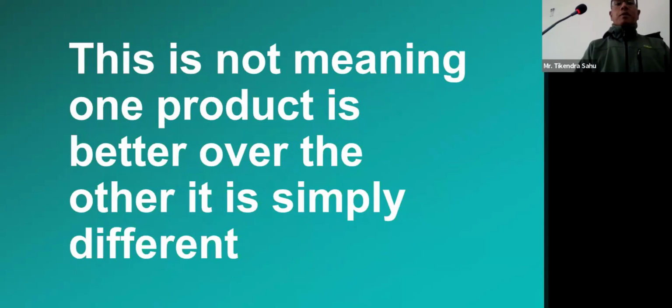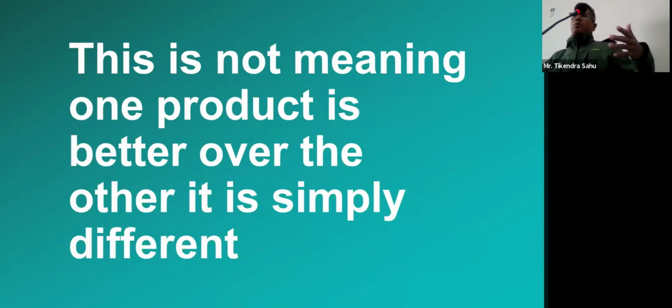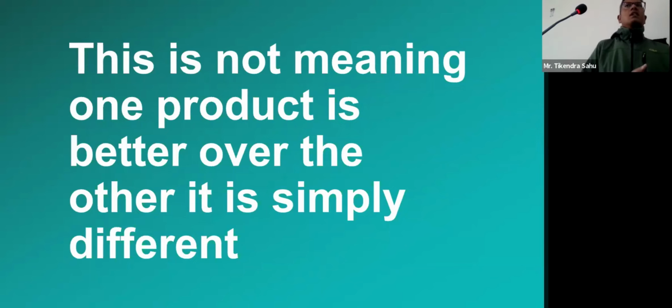So this does not mean one of the products is better than the other. It is simply different. That is what I really want to tell you. For example, we have Apple and Windows computers or PCs. That doesn't mean either one is better. No, it's not that, because it's simply different.